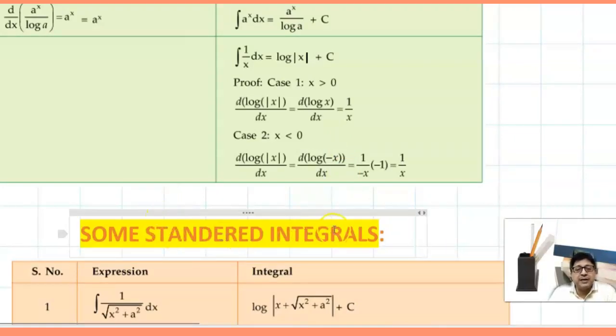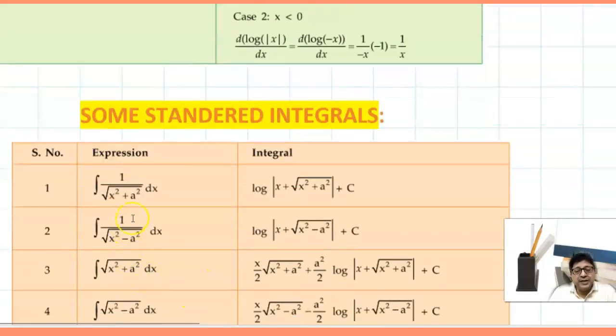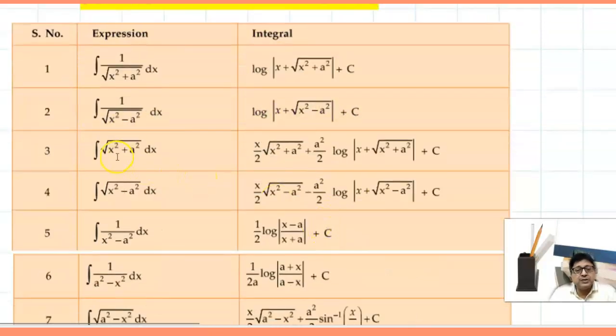Before that, some standard integrals I would like to revise with you. What are the formulas there? I have taken all the formulas from NCERT books only, NCERT support material only. The formula given in this manner: dx by root over x square plus a square is log of x plus root over x square plus a square, and for minus a square, just plus a square will be changed to minus a square. All of you know this very well.